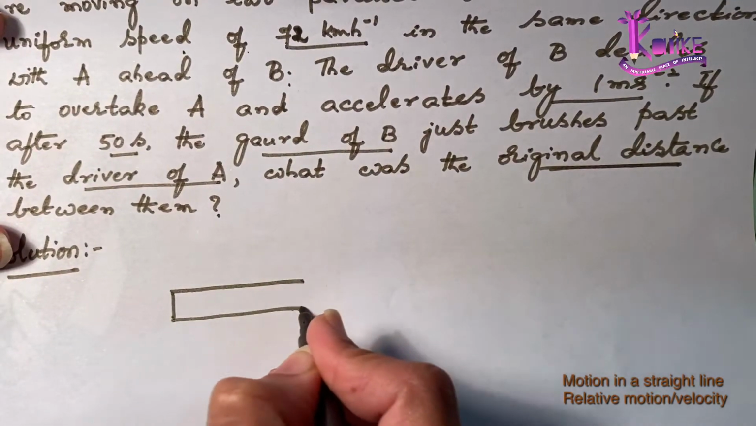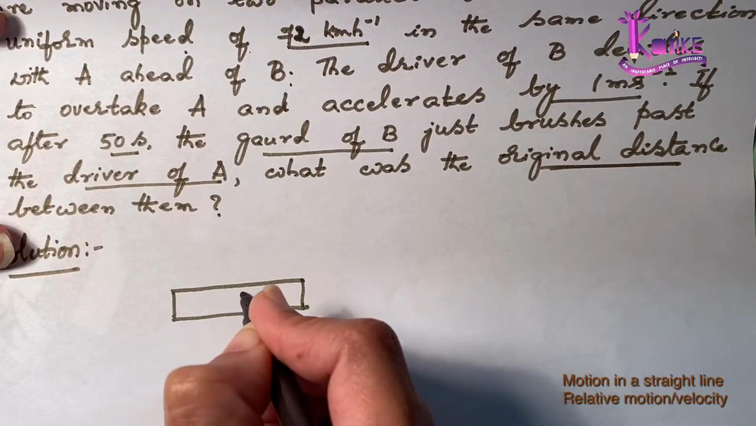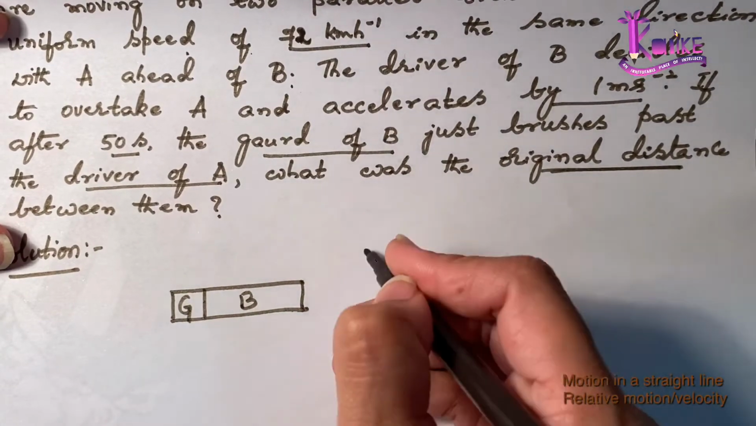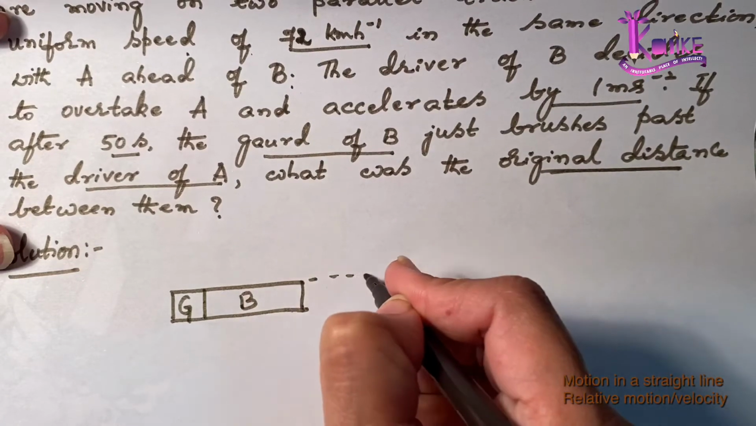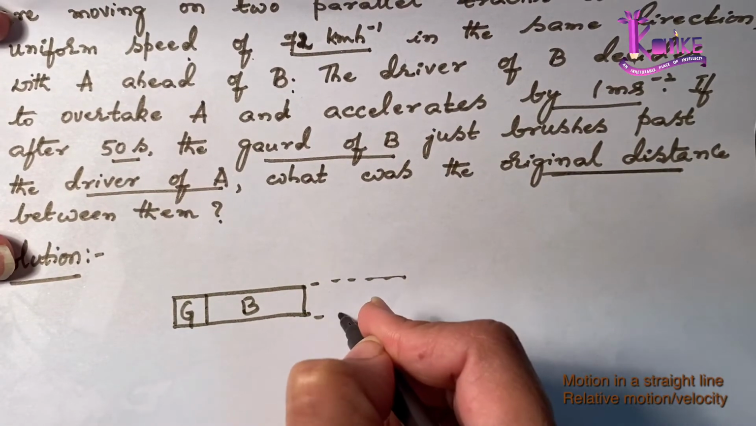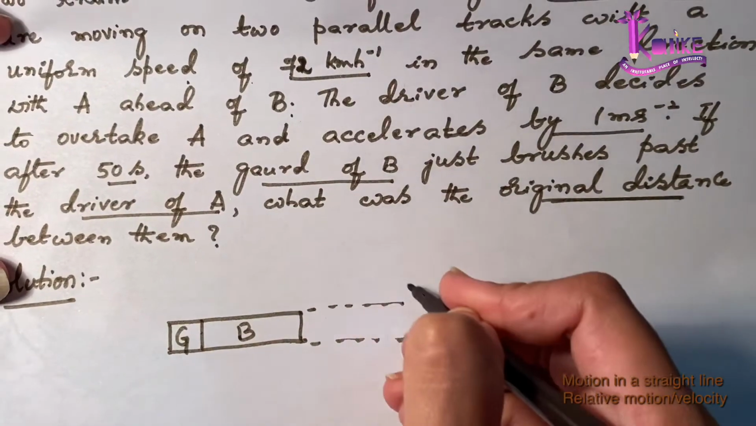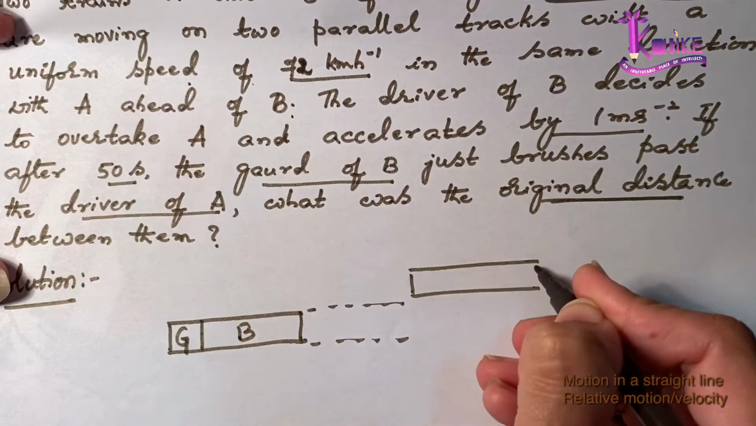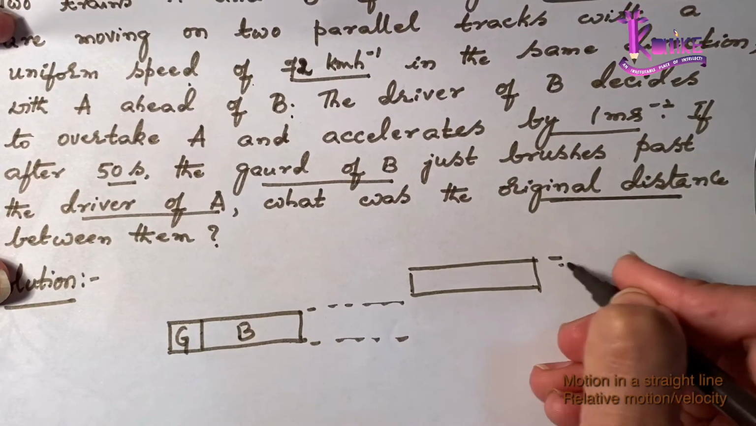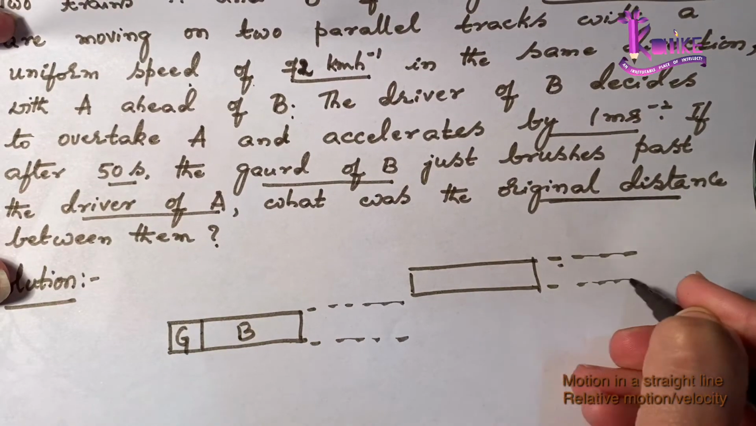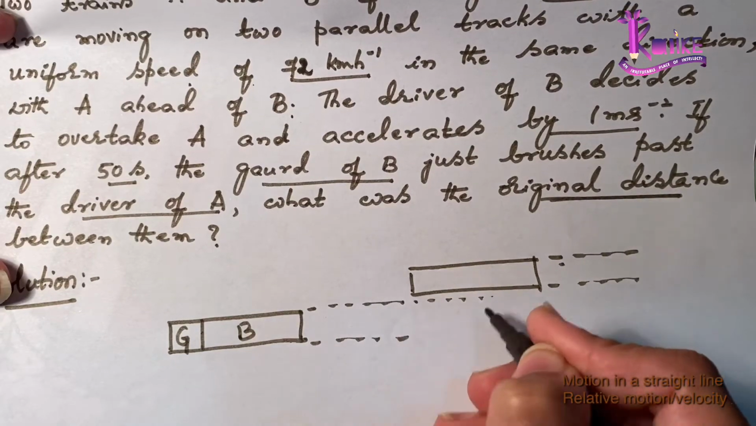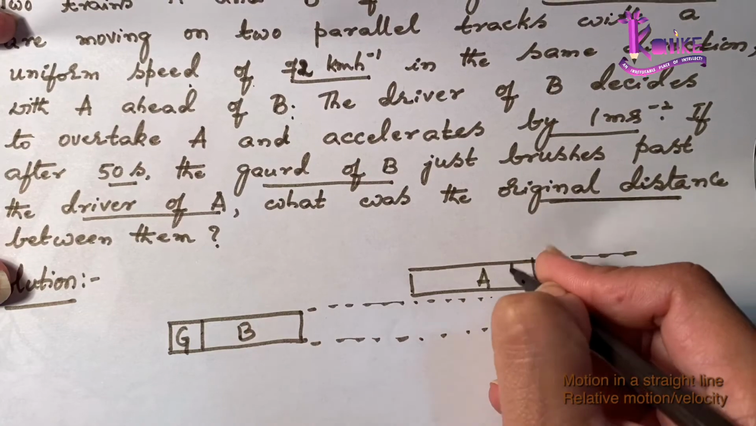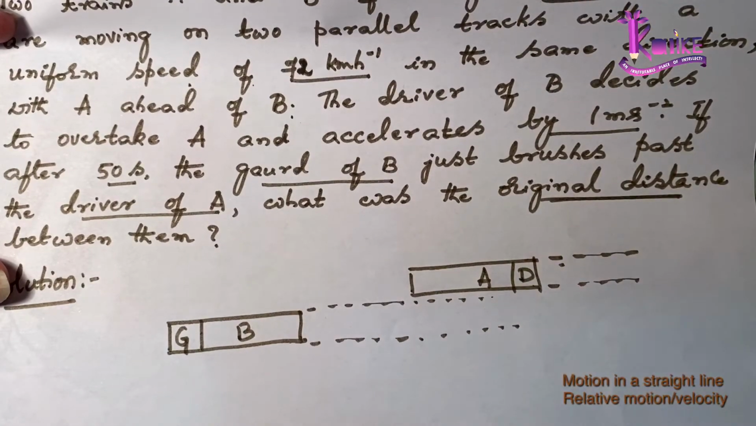So let me call this train B. So this is guard of B. Okay, this is on a different track. So this is one track on which train B is moving. So this is a parallel track on which train A is moving, right? This is another track. So they are moving on two different parallel tracks. So this is train A. Let's say this is where the driver of A sits.